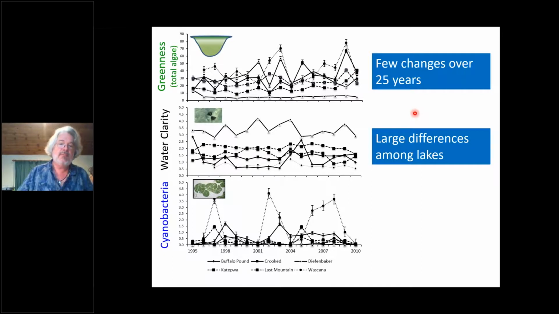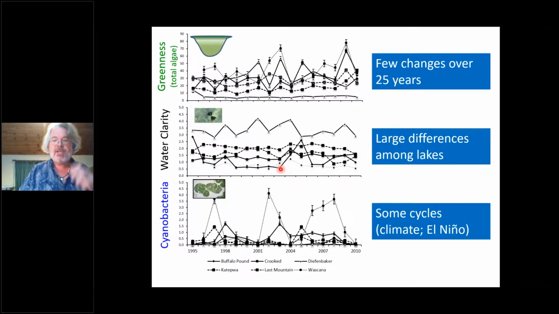We can see that there are large differences among lakes. The Diefenbaker is always the clearest lake. Wascana, perhaps Buffalo Pound, tend to be the least clear lakes. And those patterns, they do vary through time, but they don't vary an enormous amount. So if they do change, that's an early warning indicator. And then we see some evidence of cycles or periods where the cyanobacteria seem to take off some years and then be relatively unimportant others.